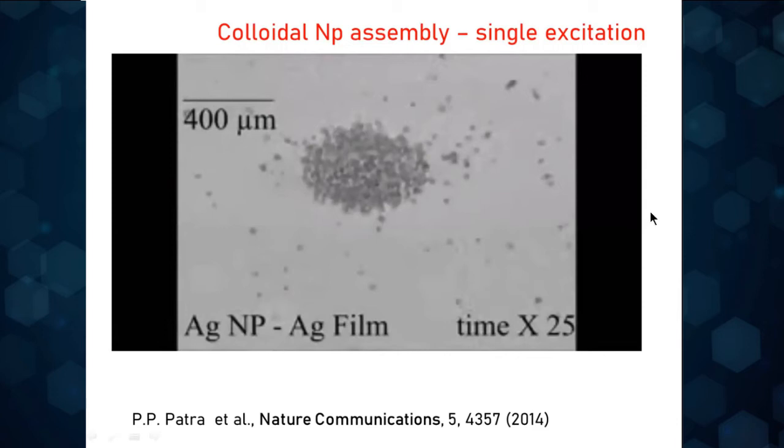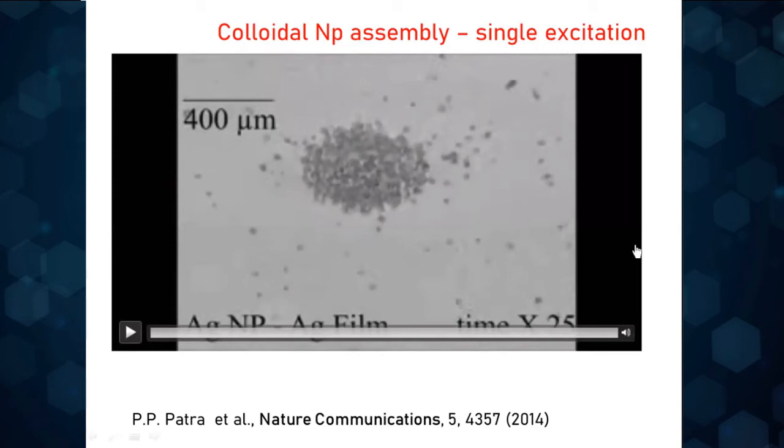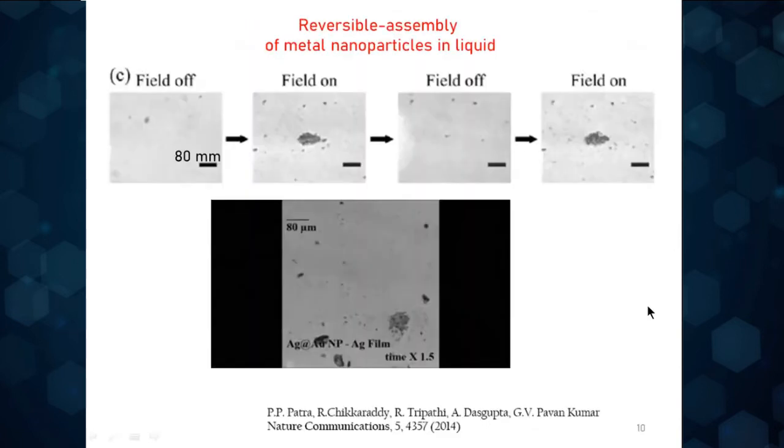Now, what is interesting about this is that you can manipulate this assembly as a function of space and time. For example, you can switch off the optical field. You can reversibly assemble the metal nanoparticles in liquid. You switch off the field, you switch it on, and the aggregate comes back. And remember, all these things are happening at a metal-fluid interface, so everything is dynamic in nature. The field is off again, and you can bring the field on again, and you can switch back and forth as a function of time.